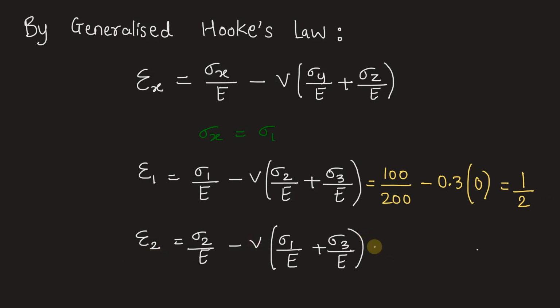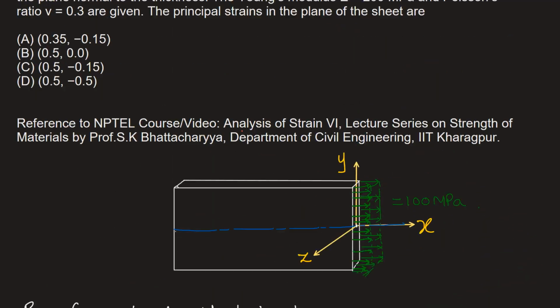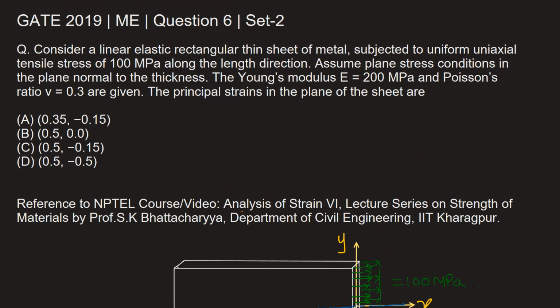Let's compute the second one, that is epsilon 2 is equal to sigma 2, which is 0. So it is 0 minus 0.3 into 100 divided by 200, the Young's modulus. This is equal to 0.3 into 0.5, that is minus 0.15. So the strains in the plane of the rectangular metal sheet, in the x direction or in the first principal direction, is 0.5 and epsilon 2 is minus 0.15. Let's look for the option that is correct. Yeah, the correct option is C.